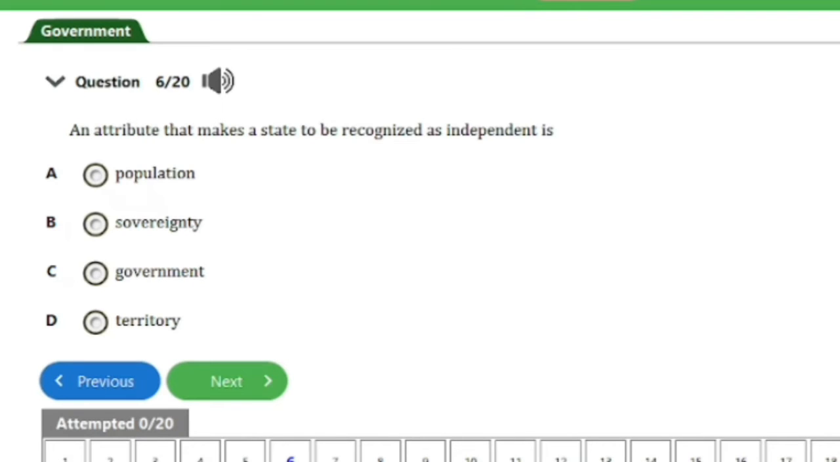So we have question number 6 here. It says, an attribute that makes a state to be recognized as independent is A. Population, B. Sovereignty, C. Government, D. Territory. So guys, the answer to this question is sovereignty. That's option B. So let's consider the next question, guys.